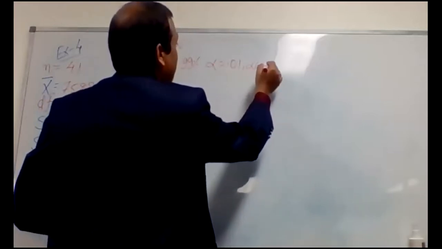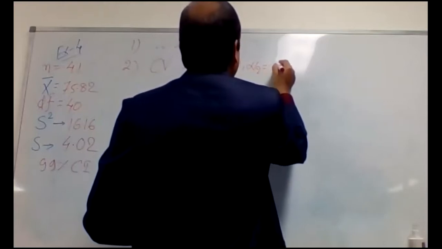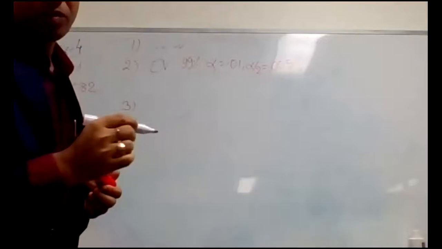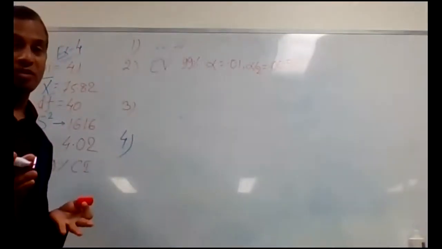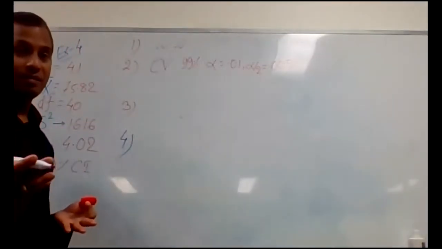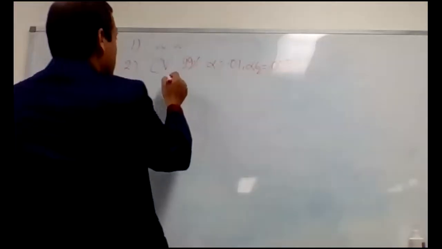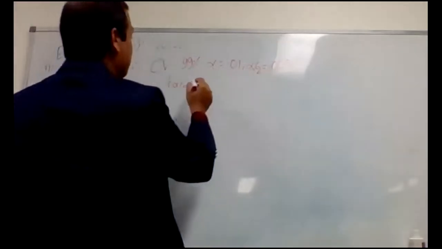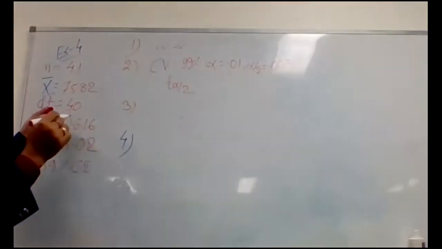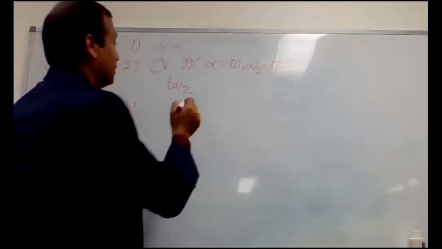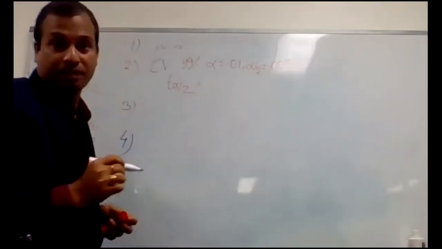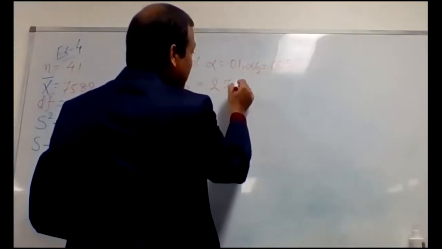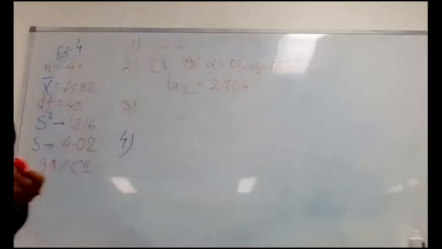Alpha by 2 will be 0.005. Now, what do you think? This is the case of T distribution, right? Yeah. So the T alpha by 2 at 40 degree of freedom, 2.704. Yes, others, please, could you confirm?